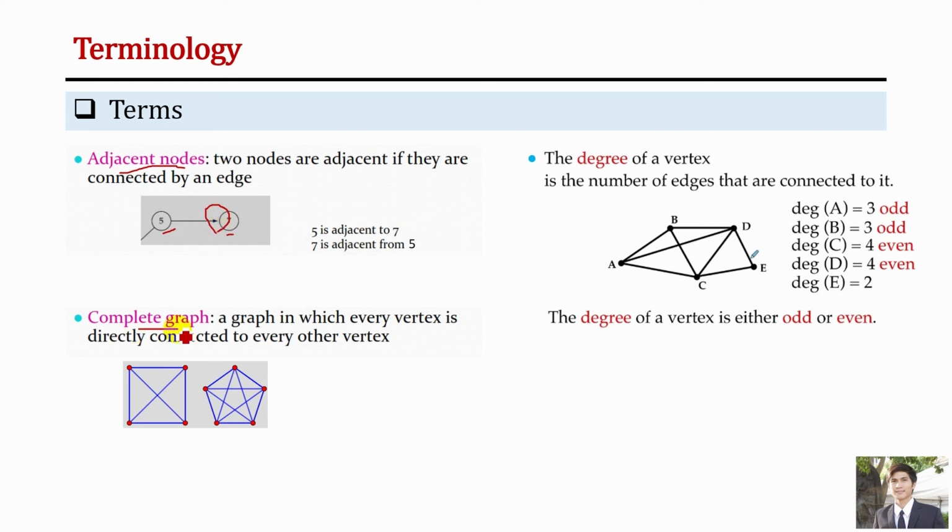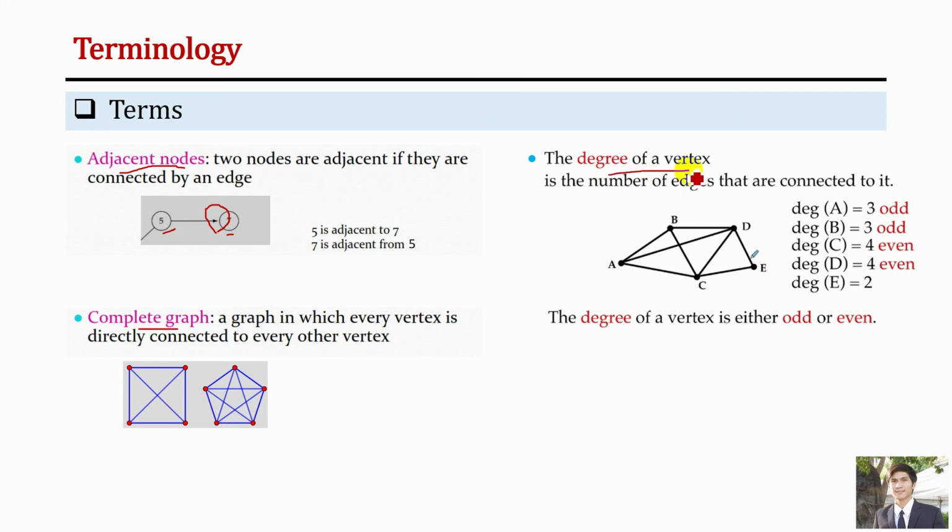And we have another one called a complete graph. It is called that when every node or vertex is directly connected to every other node. It means that they are all connected to each other. This is called a complete graph.